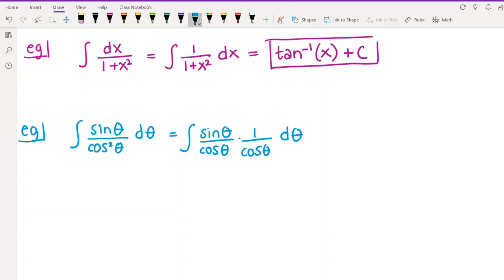So how else could we write that? Well, sine of theta over cosine of theta is the same thing as tangent of theta. And 1 over cosine of theta is the same as secant of theta. This is maybe not one of the ones that is first on your mind, but it's actually one of the antiderivatives that you should be familiar with. Tangent of theta times secant of theta is the derivative of secant of theta. And so our answer here would be secant of theta plus c.